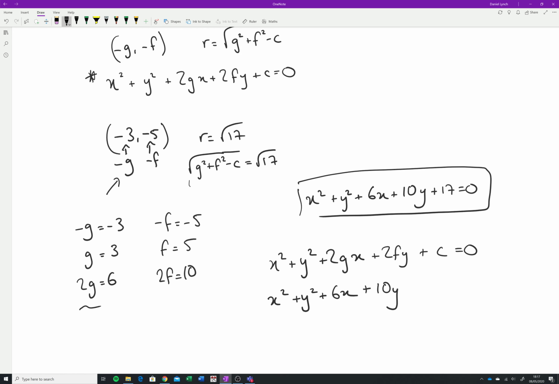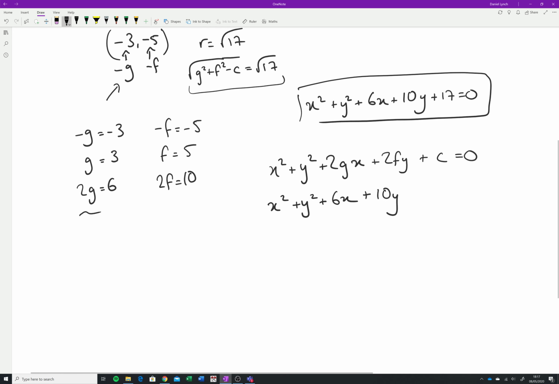So this is where we actually have to do a little bit of calculation. We know that root of g squared plus f squared minus c is equal to the radius, and we know that the radius is root 17. Think about what we are going to do to both sides, and the correct answer is you square them. So we get g squared plus f squared minus c is equal to 17.